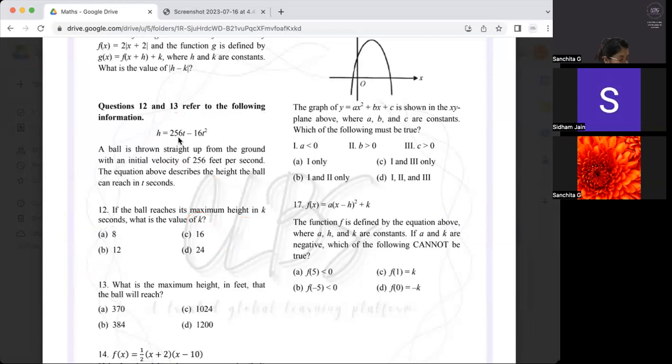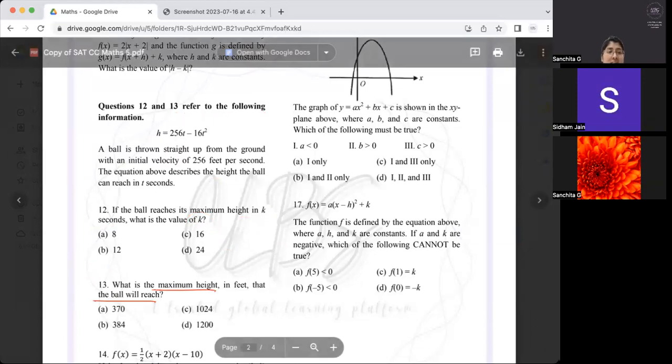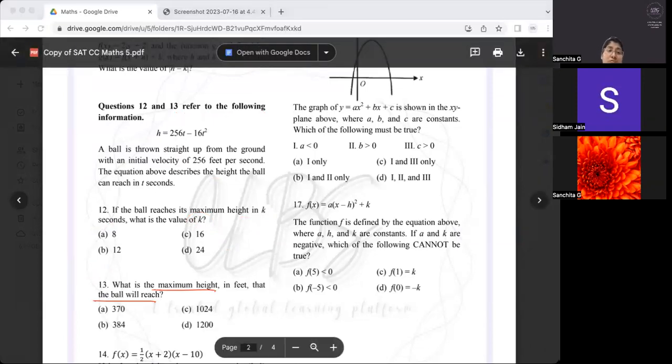Perfect. Okay, question 13. Maximum height. 1024. Yes, maximum height 1024. Now they are asking for h. I found t is what? t has to be 8, right? To get the highest, I'll just plug it over here: 256 times 8 minus 16 times 8 square, right? 1024. Okay, clear? Yes, ma'am.